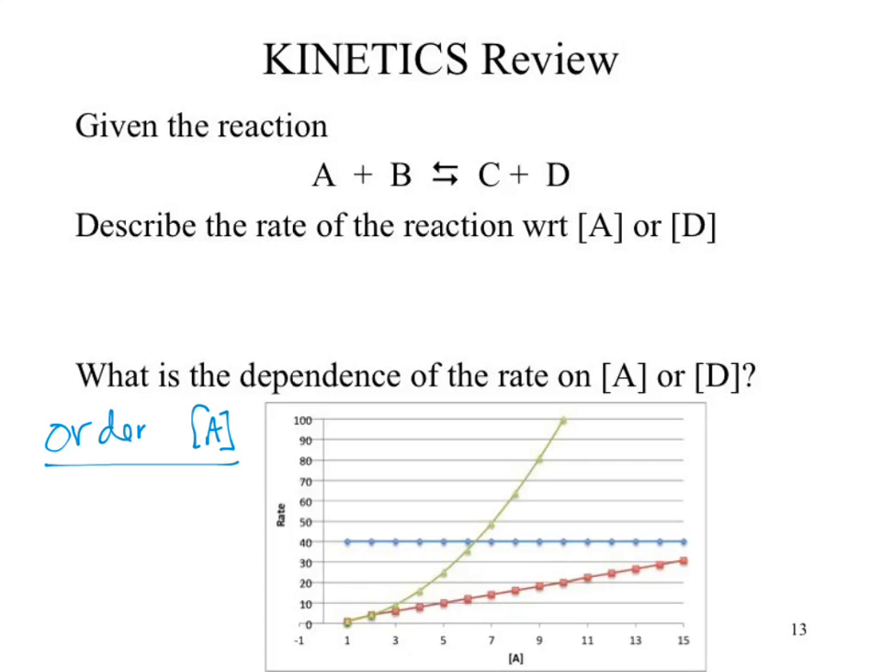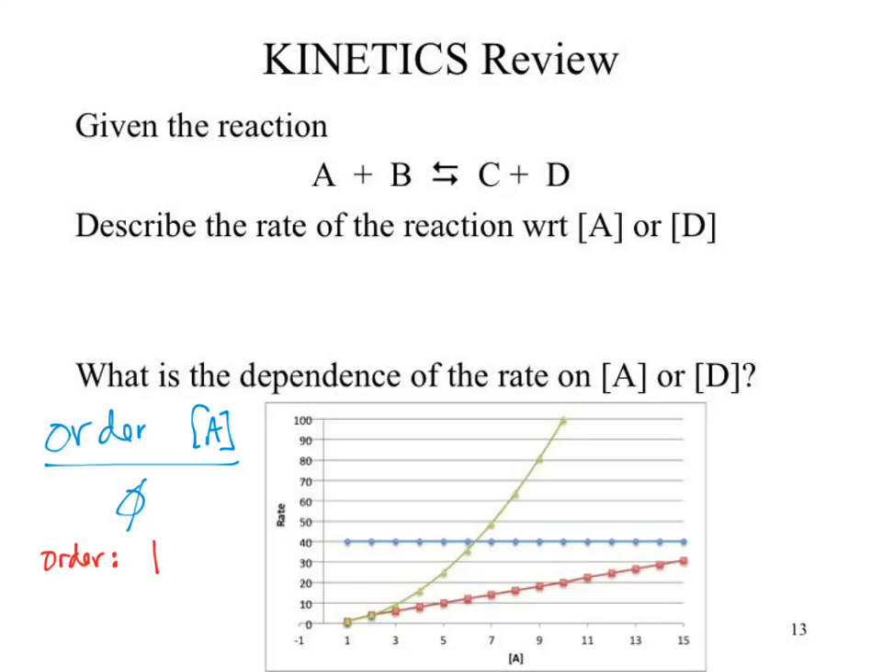Oh, 0. For blue, it would have to mean the order is 0. There is no relationship. And it's not that it's linear, it's that it's flat. If we move to the red one, what happens in the case of the red one? Our order becomes 1 because there's a direct relationship. As we 1-for-1 increase our reactant, we get a linear relationship with our rate.